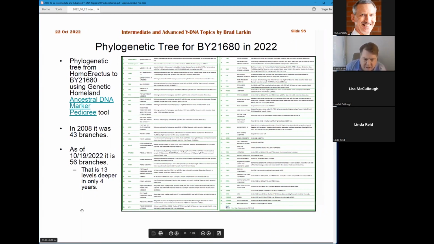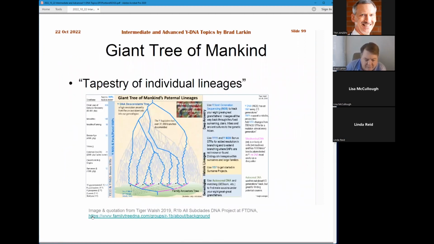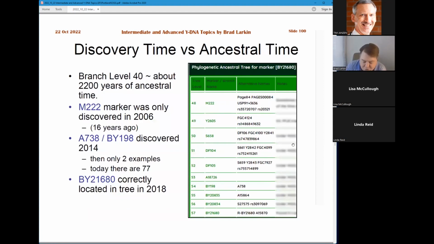It's just a tree to let you see what your Y-DNA ancestors were. It is printable, so you can print it out in about 2 or 3 pages. Tiger Walsh made a nice picture here where he shows the giant tree of mankind's lineages. And that's a nice way to think about it. It's not the autosomal across all the chromosomes. The Y chromosome is just 1/23rd, but it gives you a true view back.